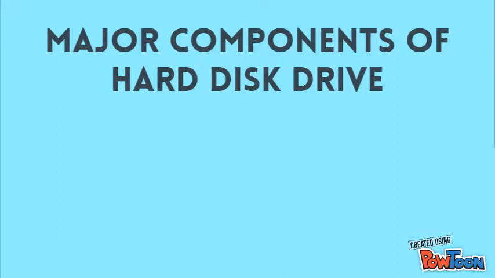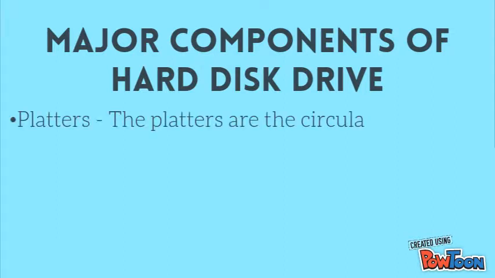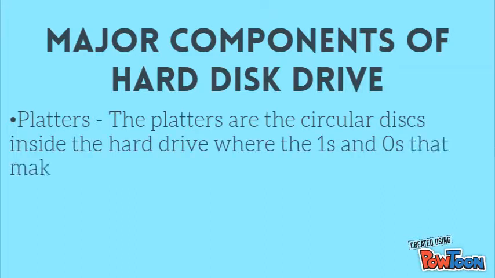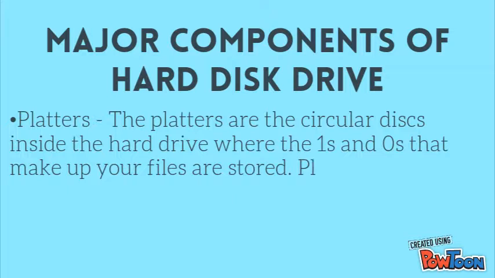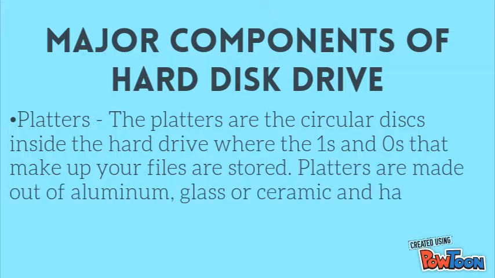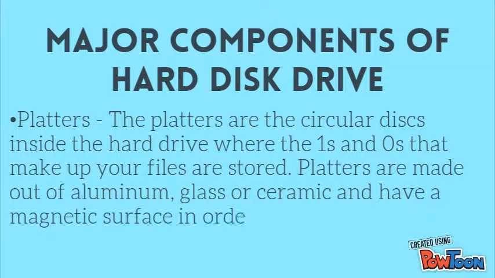Major components of hard disk drive. Platters. The platters are the circular disks inside the hard drive where the ones and zeros that make up your files are stored. Platters are made out of aluminum, glass or ceramic and have a magnetic surface in order to permanently store data.